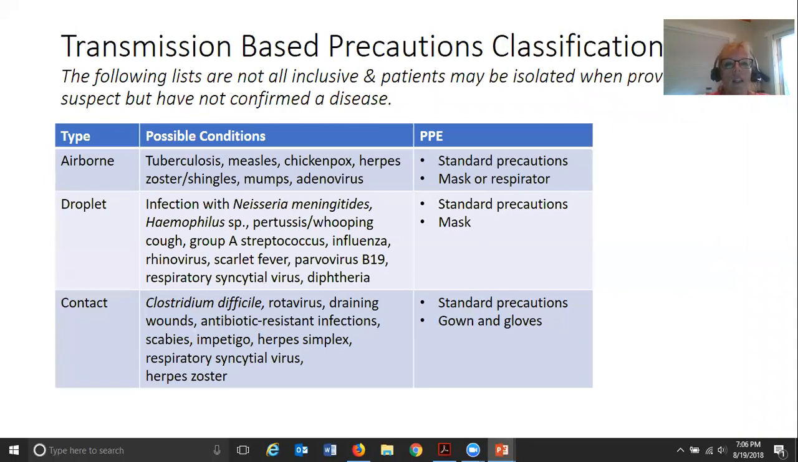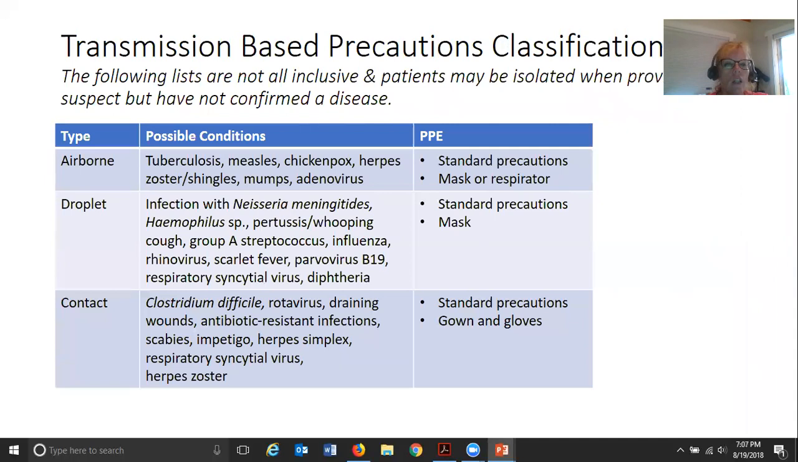Droplet infection could be things like Neisseria when they talk about bacterial meningitis, whooping cough, strep, flu, scarlet fever. You can read that whole list. And again, we want to wear a mask because we don't want those droplets in, and we'll use standard precautions, which are gloves, gown, and goggles. The protective equipment has to be appropriate for the job at hand.